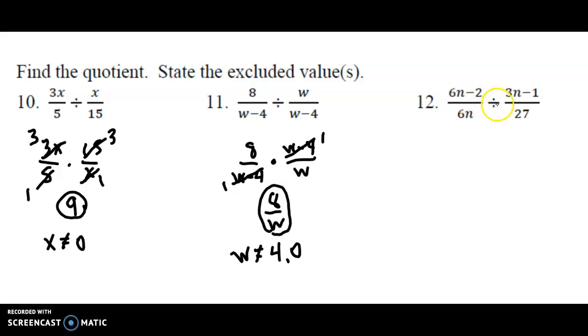12. Again, division. So the first step is to rewrite it as a multiply problem. So 6n minus 2 over 6n, first one always stays the same, times the reciprocal, 27 over 3n minus 1. Now we can simplify. A lot of people see this 6n and think, oh, I'm just going to cross them off. Remember, it doesn't work that way. This is a binomial and this is a monomial. You can't cross them off. So again, check your diagonals. 6n and 27, they have a common factor of 3.